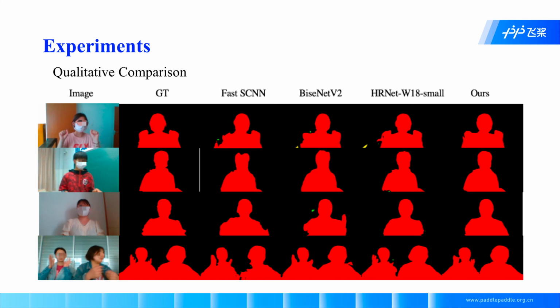We visualize the predictions of different networks on test images. Our model has better completeness than other models. It is less prone to make dispersed predictions, like here.